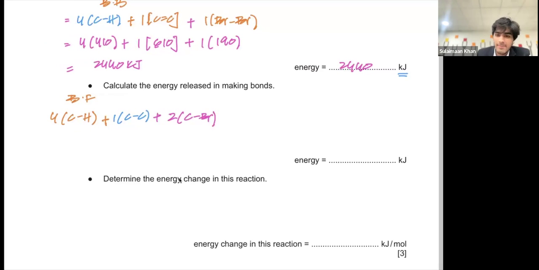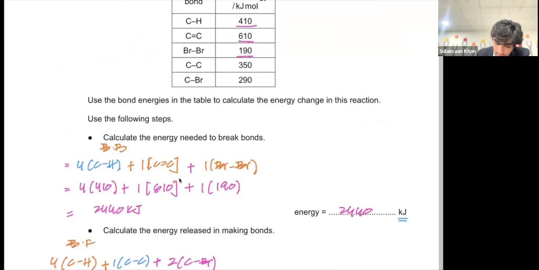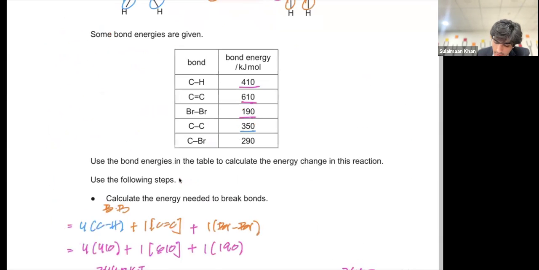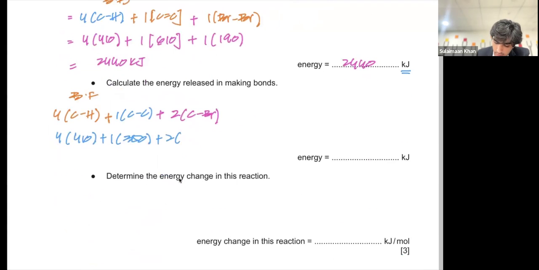Okay, 4 CH bonds. What's CH bond? 410 plus 1 CC bond. CC bond is 350. How easy is that? You guys think that this is difficult? What is difficult about this? Tell me. CBr bond, 290. What's difficult about this? What do we get, everybody? Come on. 2570. I'm trusting you with it. 2570.